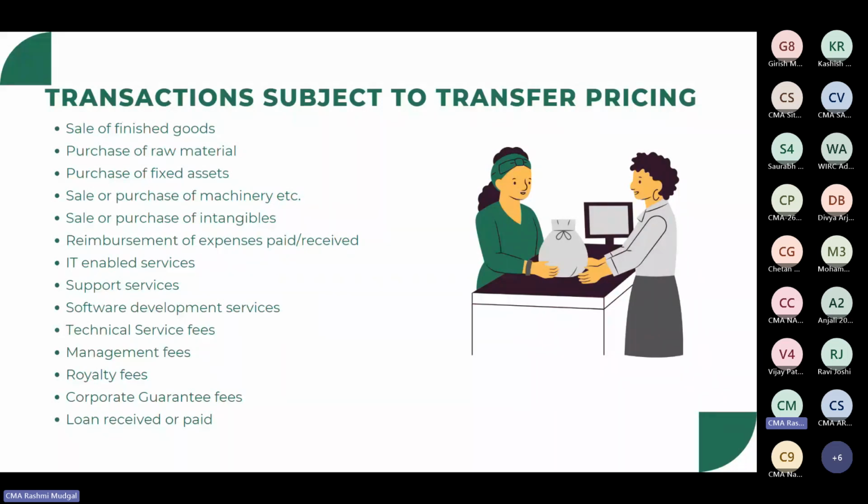If I am paying a loan on behalf of someone, or someone is guaranteeing my loan to the bank, then also transfer pricing comes, because there is a cost incurred with this. And if I am taking a loan from my associate company at a discounted rate, that also comes into the picture of transfer pricing.